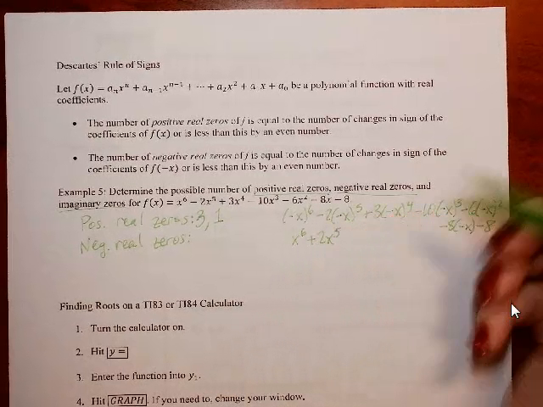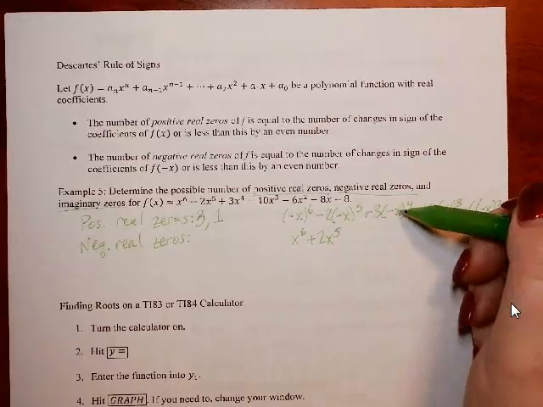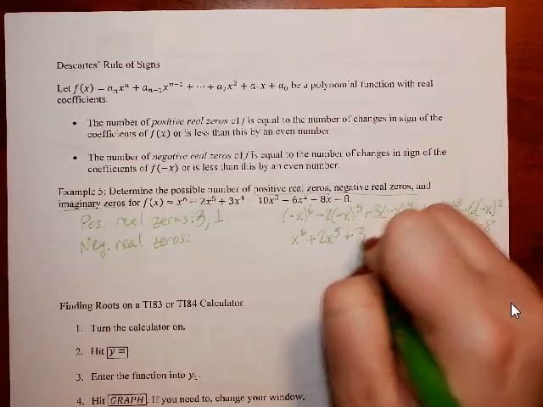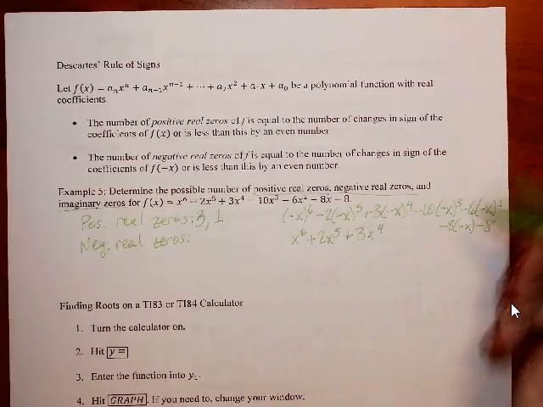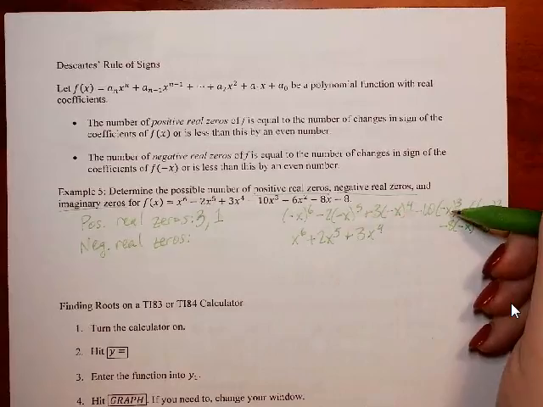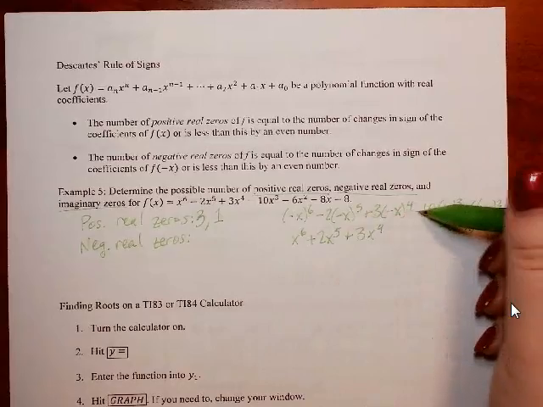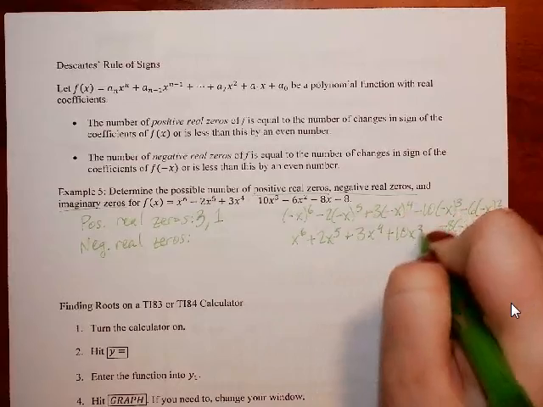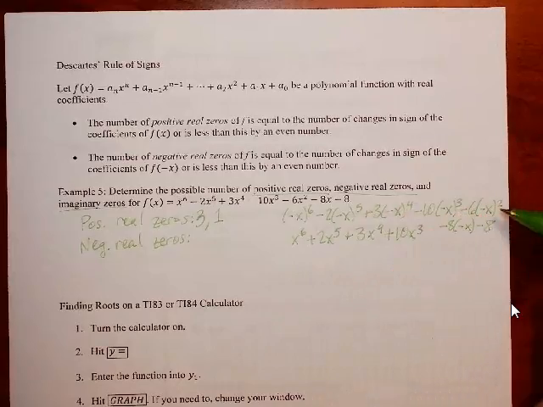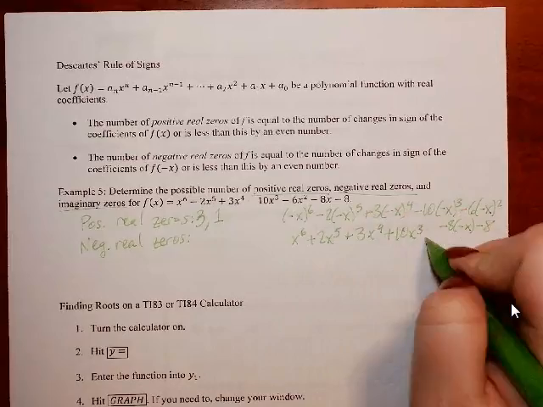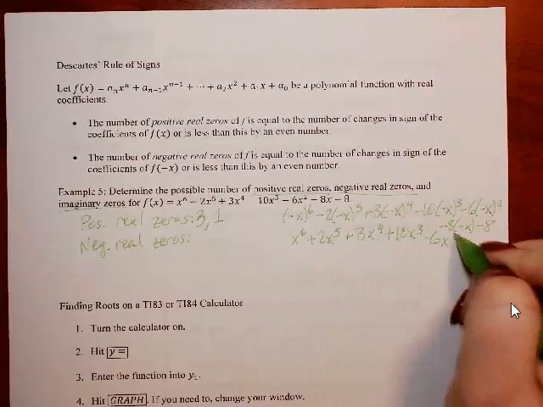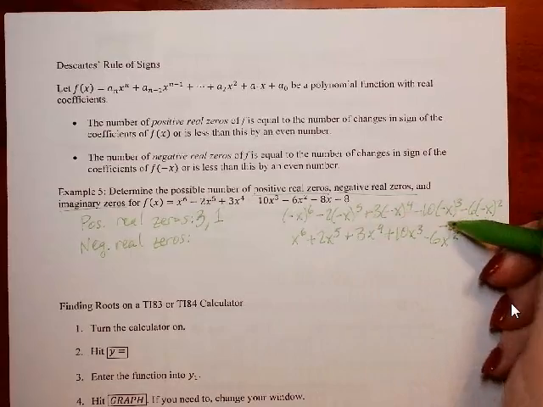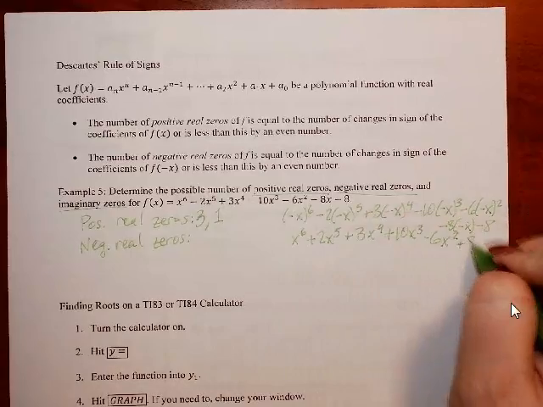Then raised to the 4th power, our negative goes away, so we have a positive 3x to the 4th. Raised to the 3rd power, our negative stays. So negative 10 times negative x to the 3rd is a positive 10x to the 3rd. This negative goes away, so we stay with a negative 6x squared. This negative stays, so negative times the negative is a positive 8x, and then minus 8.